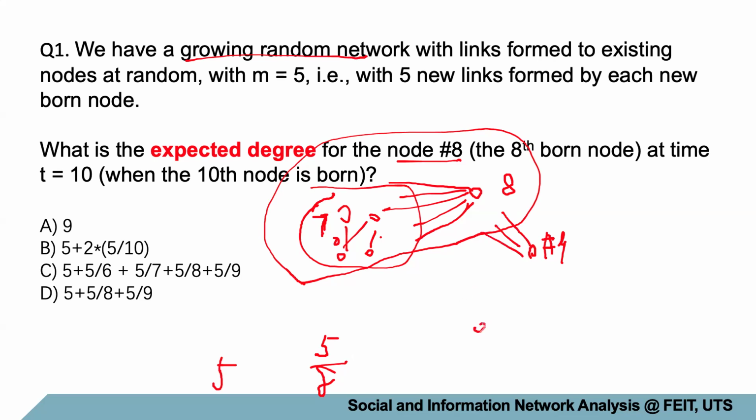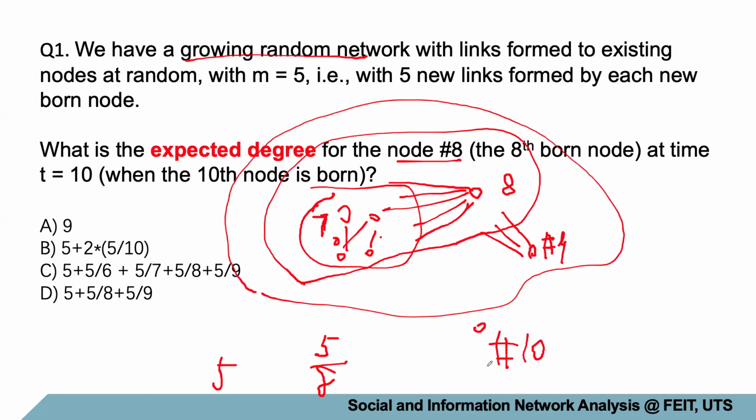And we continue to add node number 10. Then the new edges of node 10 will be connected among these 9 vertices. So the chance of choosing 8 will be 1 over 9, but there are 5 edges, so the expected degree gain is 5 over 9. So the answer will be 5 plus 5 over 8 plus 5 over 9, and that is D.